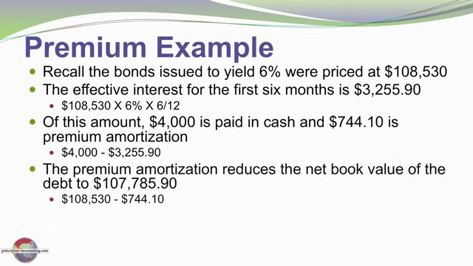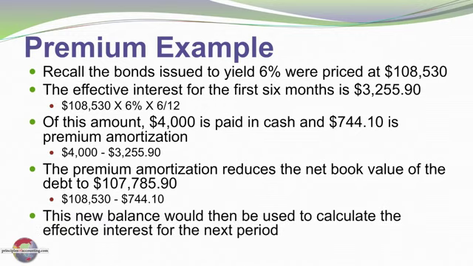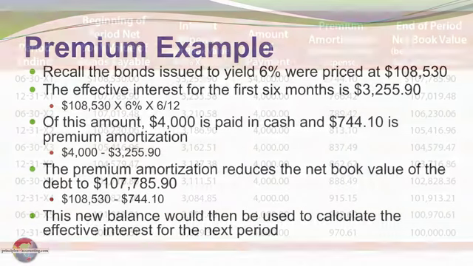Now, that premium amortization serves to reduce the net book value of the bond. That is, after recording the amortization, the carrying value will be reduced to $107,785, the beginning amount minus the premium amortization. Over time, we started with the $8,530 of premium. It's going to be completely amortized over the life of the bond through this effective interest method. That new balance that's established for the next period, that is the $107,785, that is the benchmark upon which interest will be calculated during the next period.